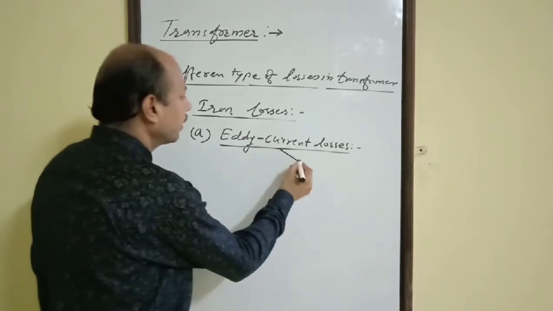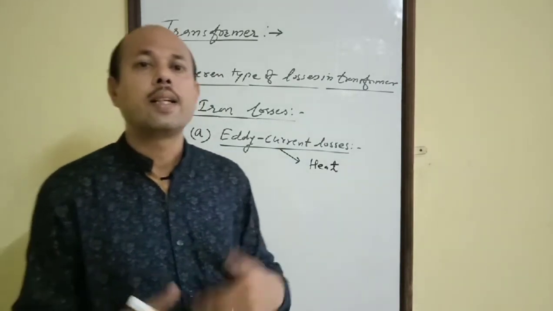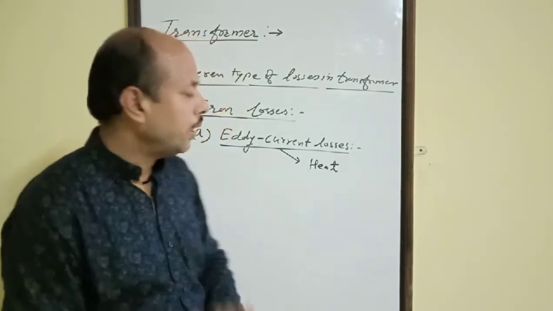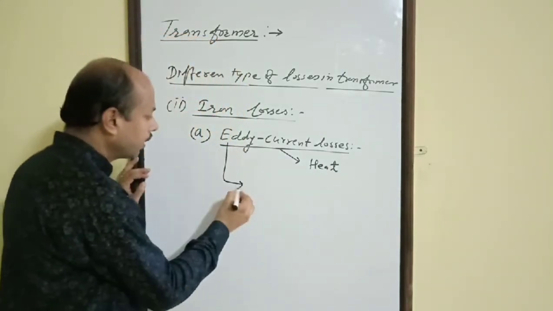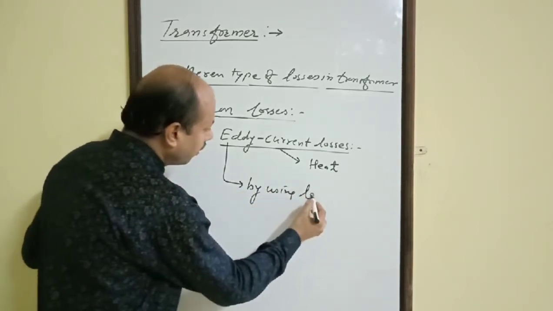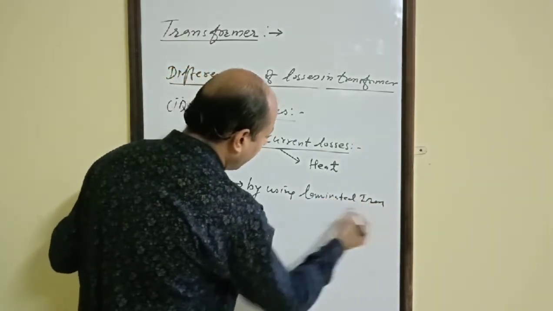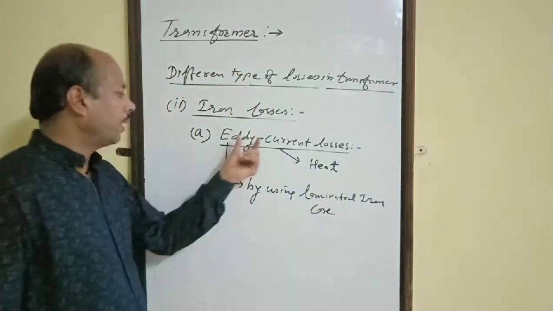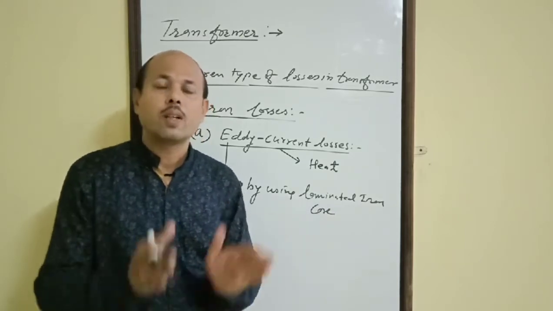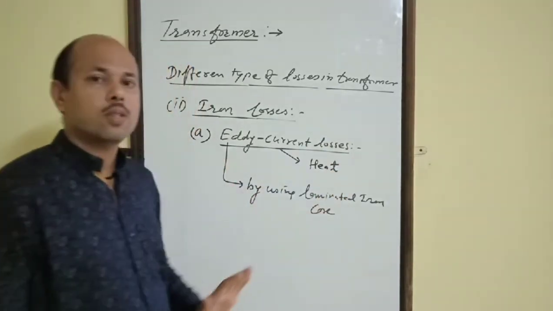And due to eddy current, there will be heat, or we can say the transformer core gets heated, and therefore there will be loss of energy in the form of heat. Eddy current can be minimized by using a laminated iron core instead of an iron core of a single piece. So that is known as eddy current losses.